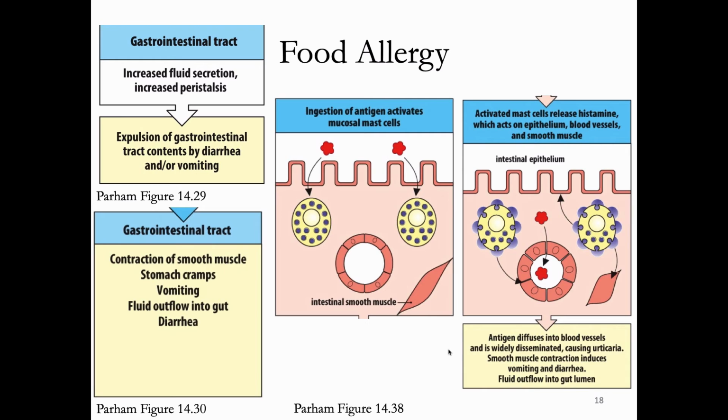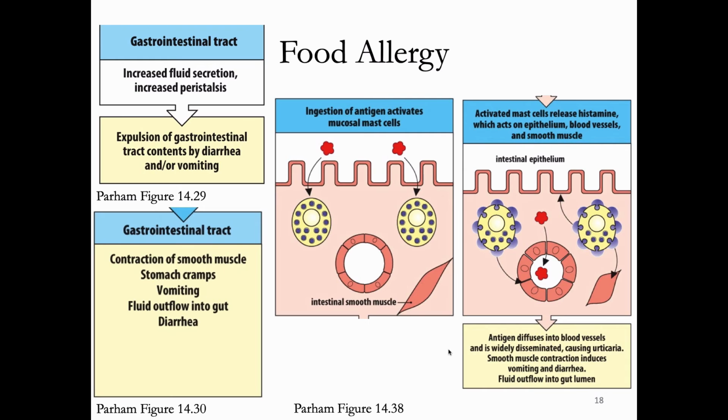That usually involves changes in both fluid secretion and peristalsis, aka expulsion of GI contents by diarrhea or vomiting, and stomach cramps, all coming from that muscle contraction as a result of these mast cell products. What you will see here is that it also mentions that sometimes the antigen can start diffusing into the blood vessels. When it does that, you start to see skin symptoms as well. You start to see the antigen triggering skin mast cells.